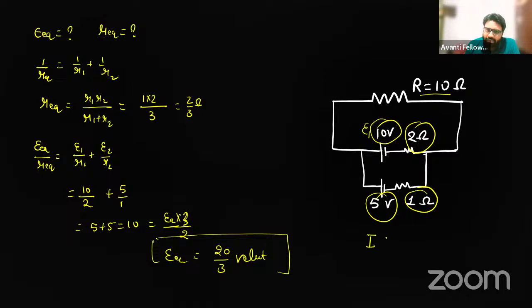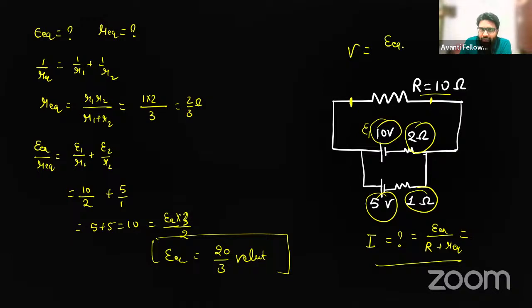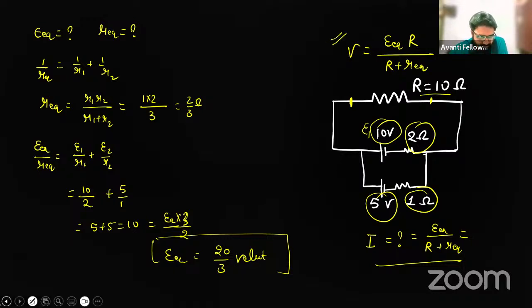Now what do you have to find out? Current. How will you find out the current? E equivalent upon capital R plus R equivalent. Okay? From here you can find out the current. And the potential difference across this resistor would be V, which is equal to E equivalent into capital R divided by capital R plus small r equivalent. Okay?